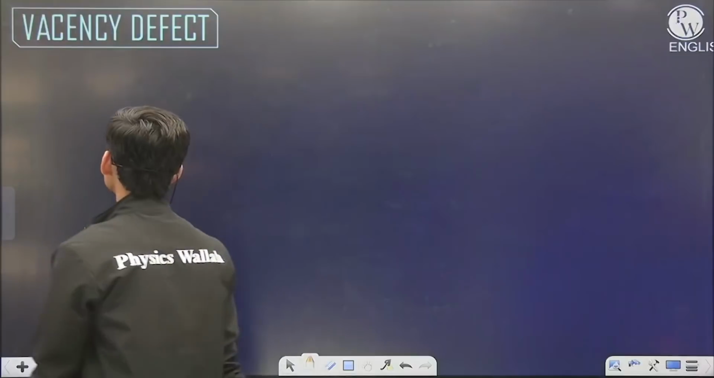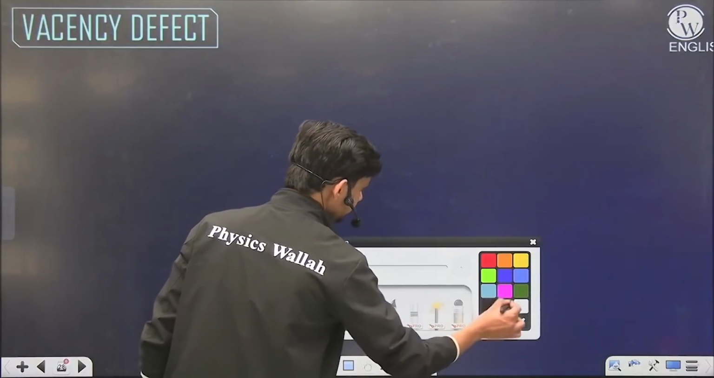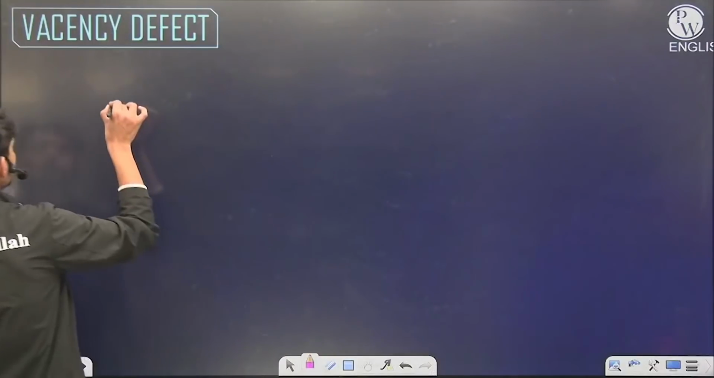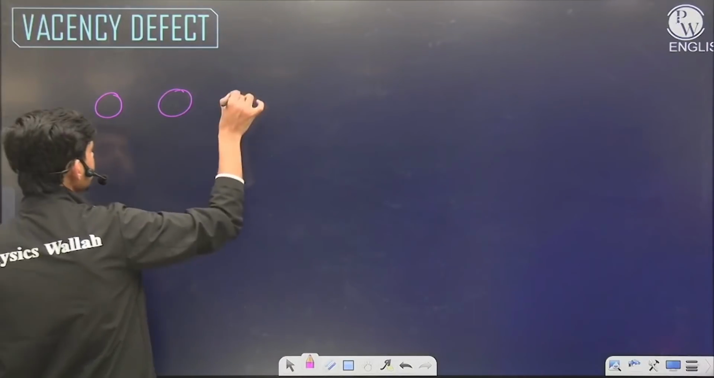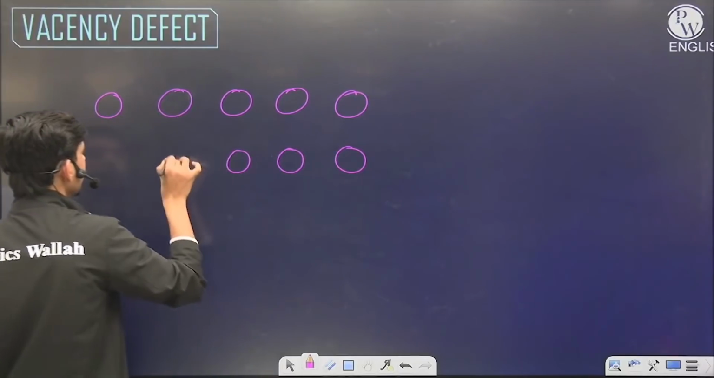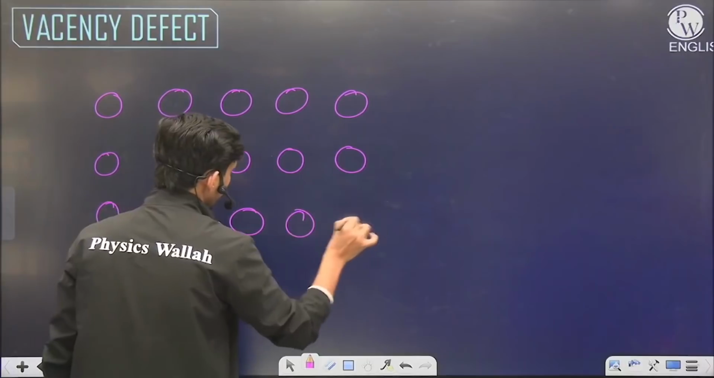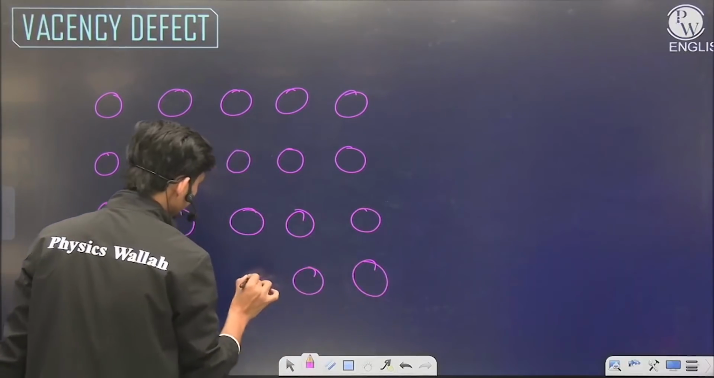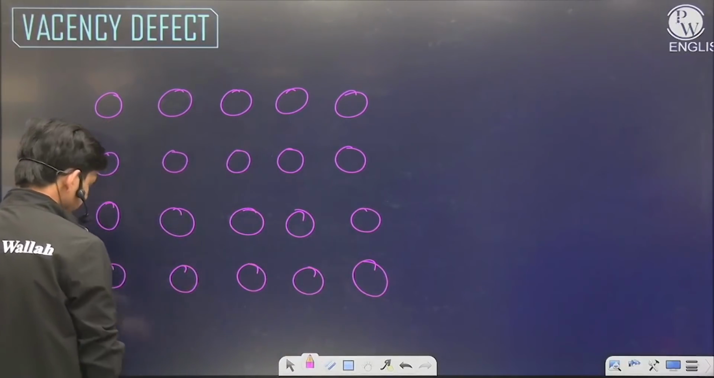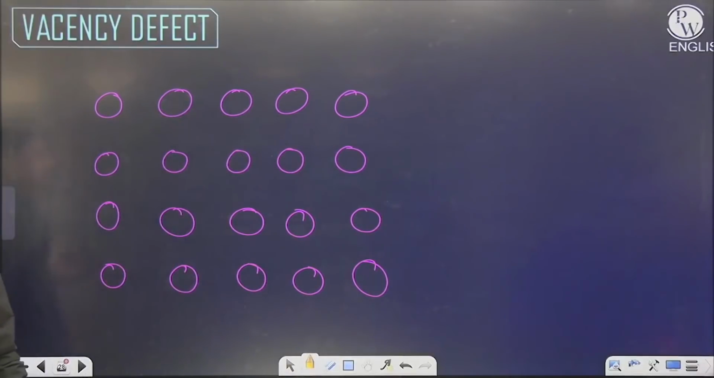The second type of defect is vacancy defect. Vacancy is clear from the name. Suppose we have to arrange the solid in this manner, a regular pattern of all the atoms arranged perfectly. But in our universe, perfectness is not possible unless you are dedicated. Unless you are preparing with full dedication, perfectness is not possible.